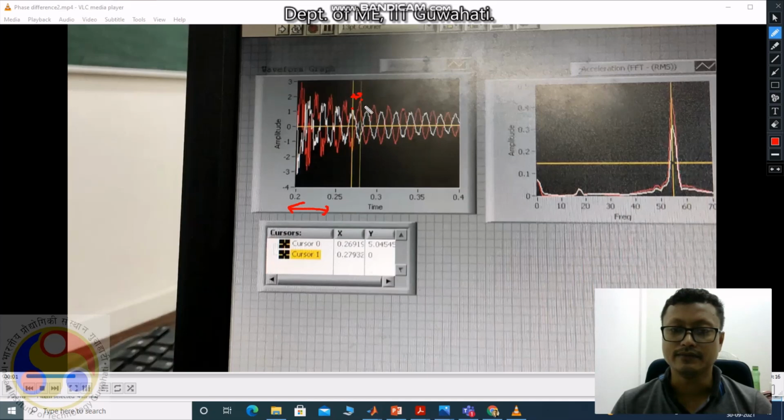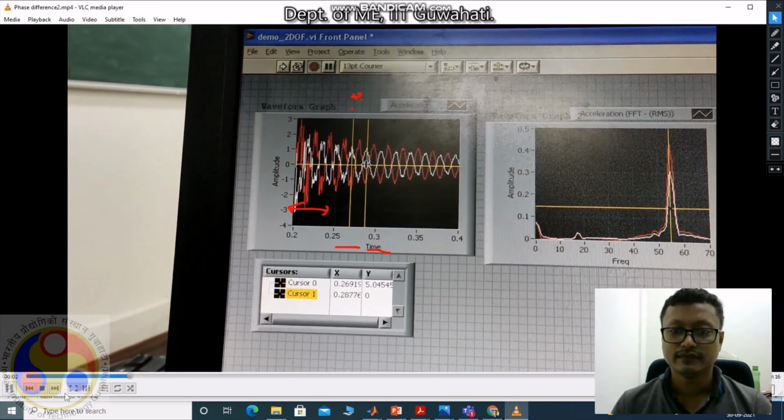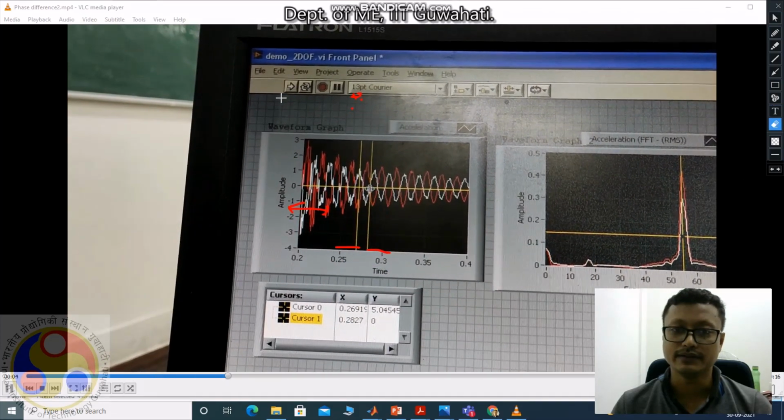graphs. You can find it out like this. You just move the cursor along this line. You can shift here whenever required. That value will be given here, the x and y value. This is x, this is y. So you can get the value from here, and from here you can find the phase difference. Let's play the video. So like that you can get the phase difference.